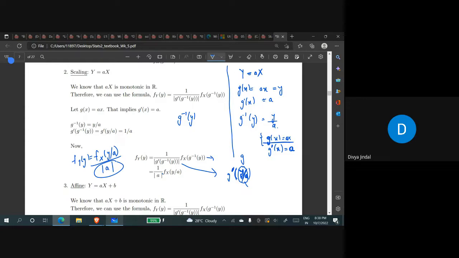I don't understand. I didn't get it, ma'am. What I'm thinking is, we have calculated g inverse of y as y by a. What does g dash mean? In the sense, here you are differentiating with respect to x. It is with respect to x, that is right. This is not differentiating with respect to y. This is with respect to x. Okay.